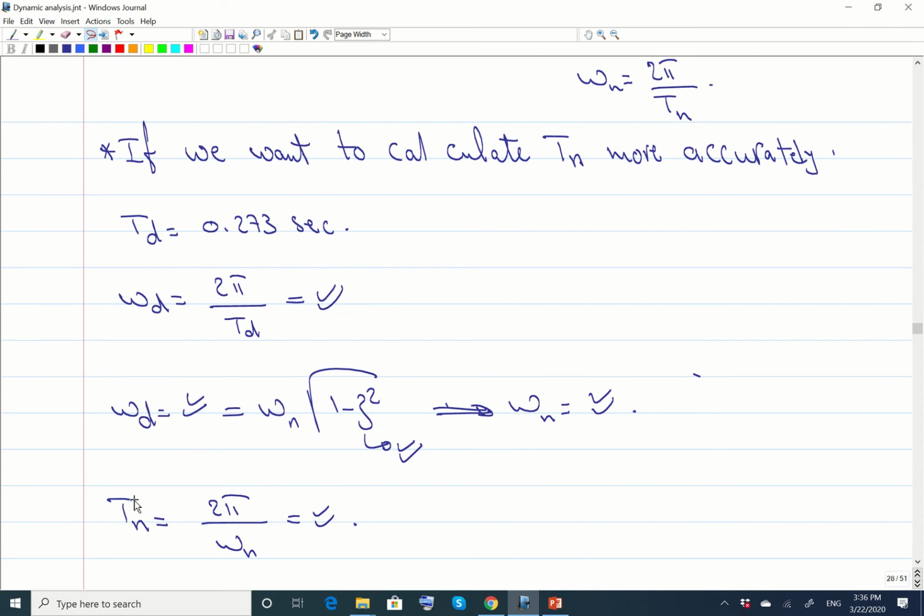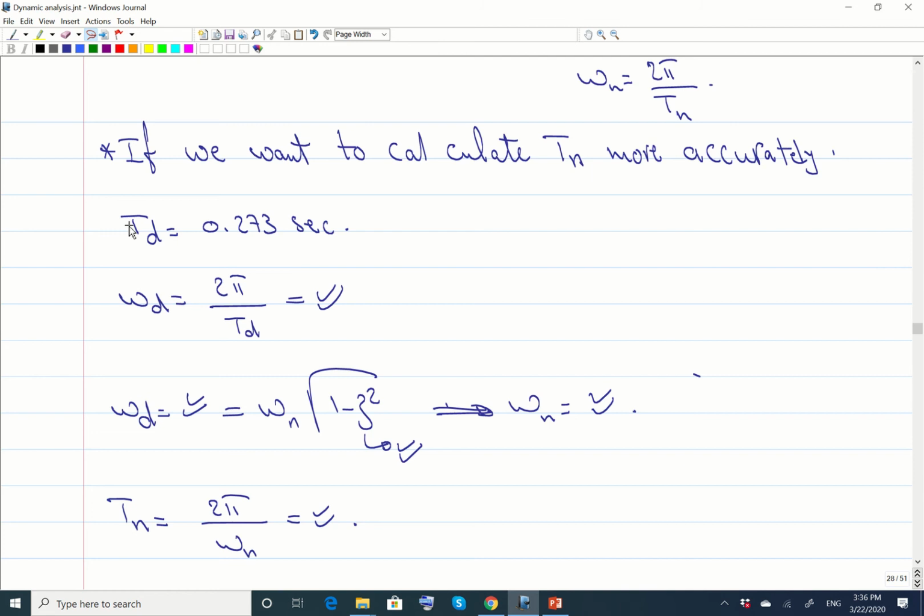So if you actually want to find the exact natural period Tn, if this is 0.273, the Tn will be within 1 over thousandths of a difference here. So maybe 0.2732. Just a very, very small difference. But anyway, if you want to do it, find it.